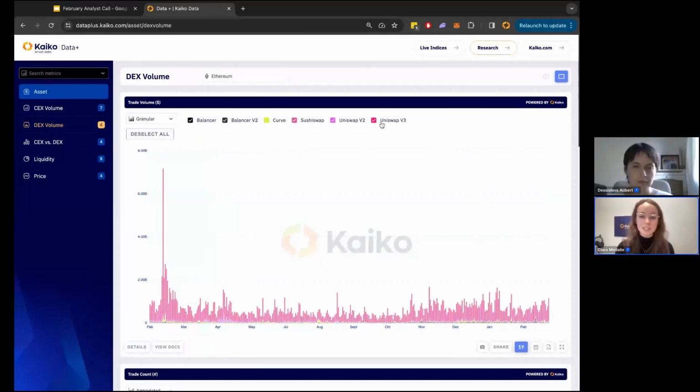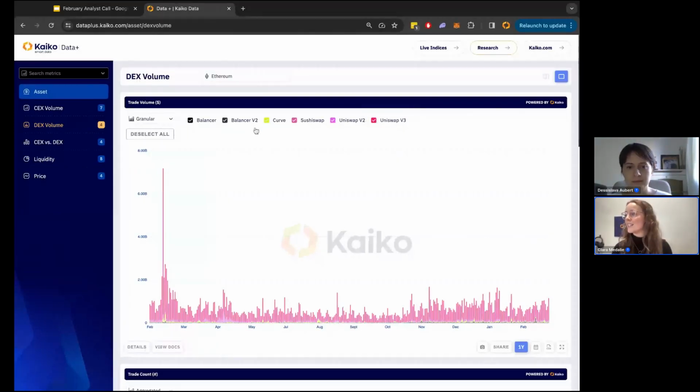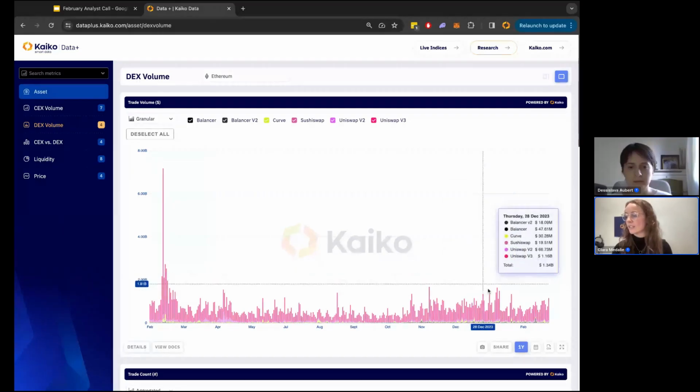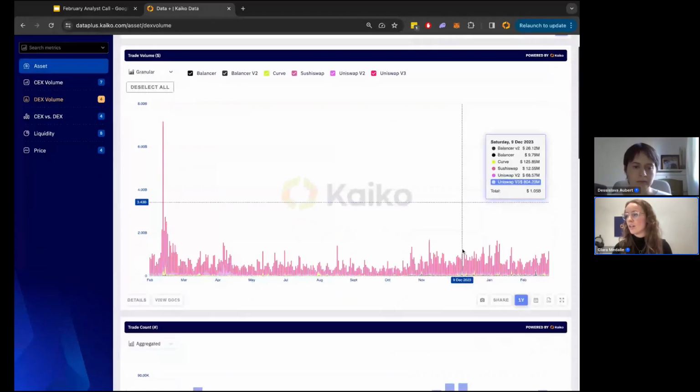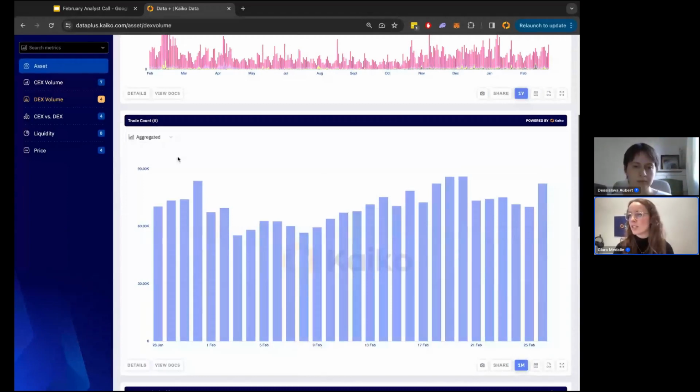And so it's no surprise. It's Uniswap v3. Uniswap v3 is by far the biggest decentralized exchange. It has huge volumes relative to most others. Now we'll scroll down to trade count. This is where things get interesting when you're comparing decentralized exchanges.